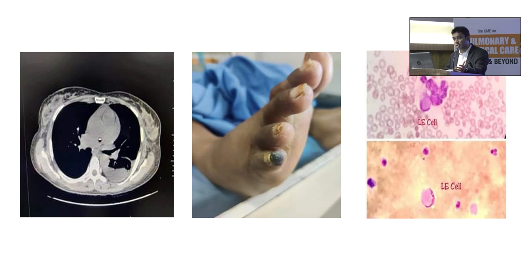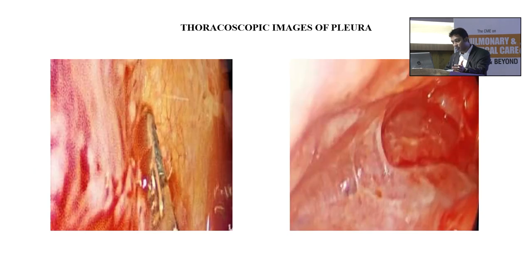Then they gave us the consult. When we saw her, somehow we were not convinced. Generally, in any systemic disease, you expect the pleural fluid to be bilateral. But in this case, the patient had a unilateral pleural effusion. So we said we wanted to do a thoracoscopy because we were not convinced, even though we had LE cells in the pleural fluid. So we went ahead with the thoracoscopy and took the biopsy.